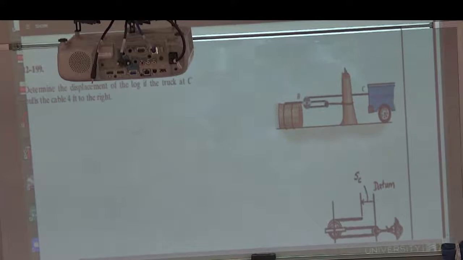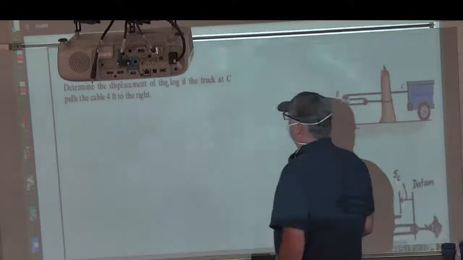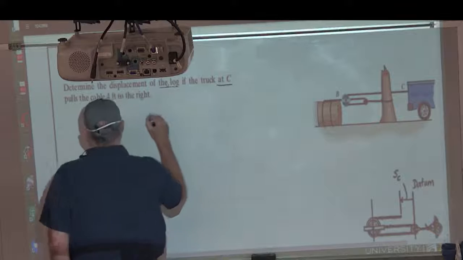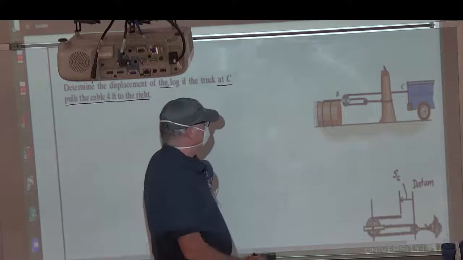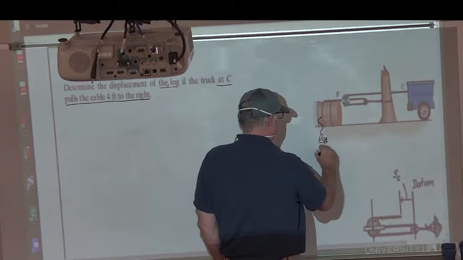Okay. So it says determine the displacement. Let me make sure it sees it on the screen. Where is it? So there we go. Okay, so it's doing... It says determine the displacement of the log. The truck at C pulls the cable 4 feet to the right. It doesn't look like it, but that's the log.